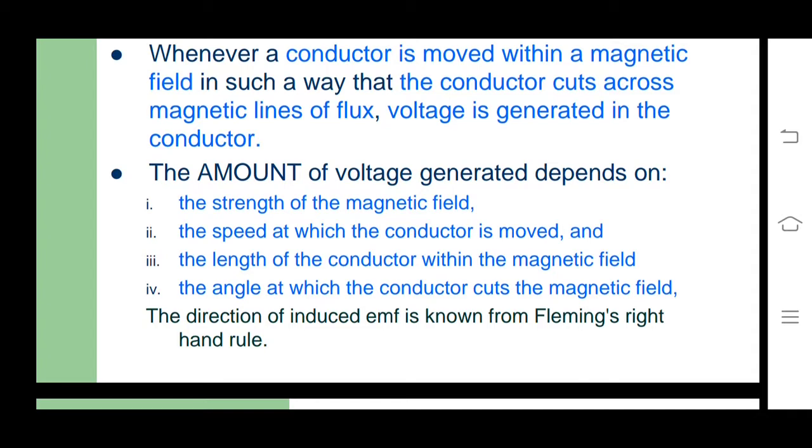The second factor is the speed at which the conductor is moved, meaning the speed of the machine, the rotor speed, as the rotor is rotated by the prime mover. If the prime mover speed is more, the voltage generated is also more. And the third one is the length of the conductor within the magnetic field.